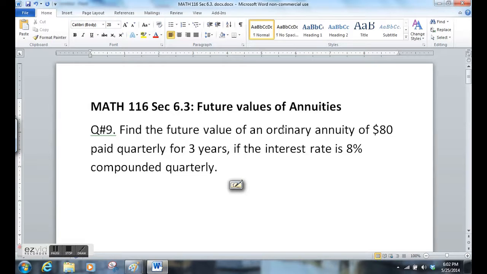Find the future value of an ordinary annuity of $80 paid quarterly for 3 years if the interest rate is 8% compounded quarterly. Oh my goodness, so many words. Okay, one thing to point out. This says an ordinary annuity. It's ordinary. That means we are making the payments at the end of the month or at the end of the quarter. So ordinary annuity means at the end. You're putting your payments at the end. So $80 every quarter for 3 years, and it's compounded quarterly.